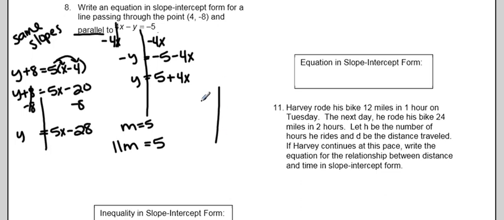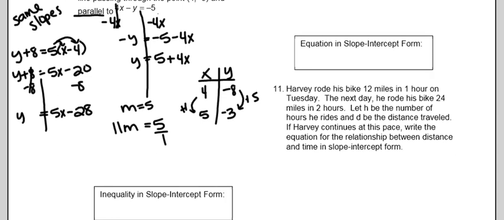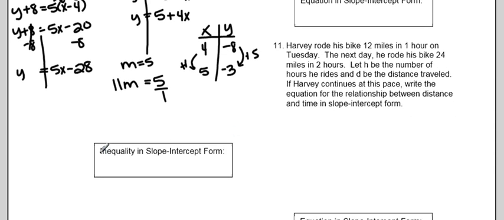Again, if you chose to make your table, that's cool. It would look something like this. For negative 8, you add 5, add 1, and you get the same result. Now, I don't know why this says inequality. It's kind of weird. It's an equation. Nothing here to suggest an inequality. Y equals 5x minus 28.